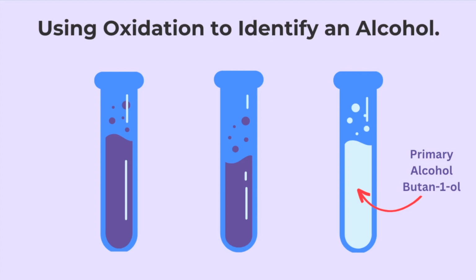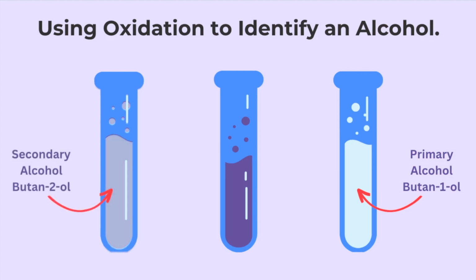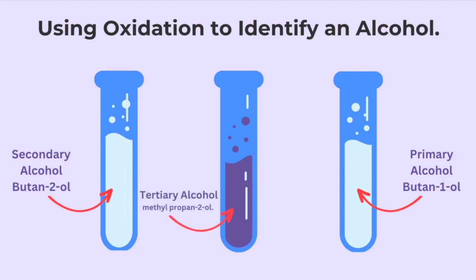Soon afterwards, another test tube waves goodbye to its colour. This is our secondary alcohol. It joined the oxidation party, but it took a bit longer because the OH group is hiding out inside the molecule. Last but not least, the final solution keeps its purple pride. The tertiary alcohol's on the scene, but it's too chill to oxidize, leaving the permanganate purple.